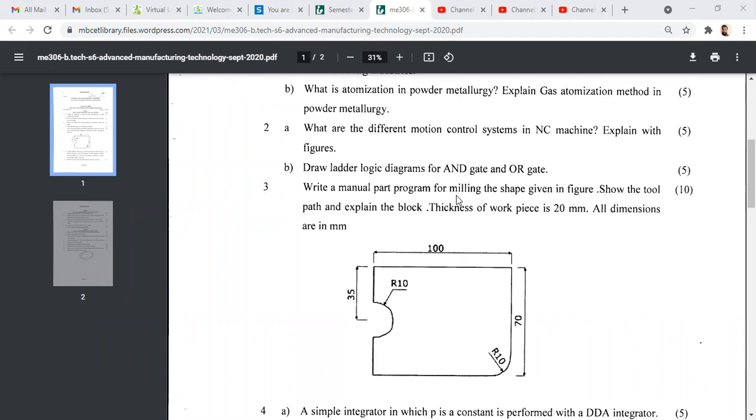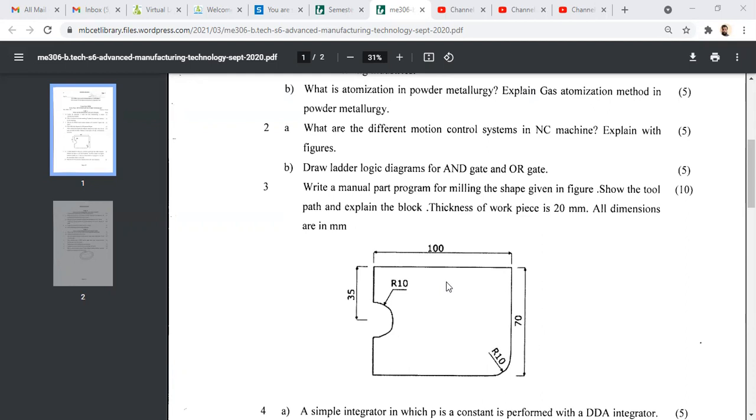Write a manual part program for milling the shape given in figure. Show the tool path and explain the block. Thickness of the workpiece is 20 millimeter. All dimensions are in millimeter. So you have to prepare a manual part program for milling the shape given in the figure. Show the tool path and explain each block.